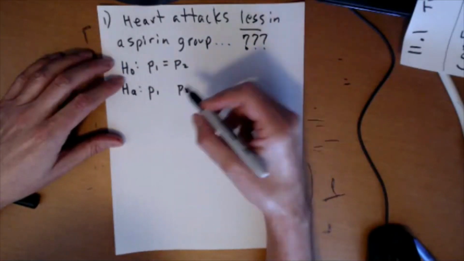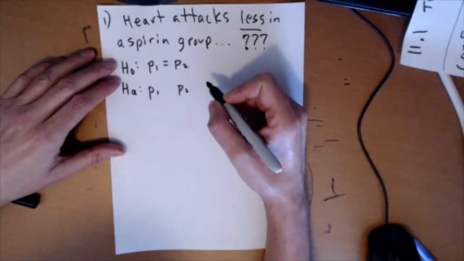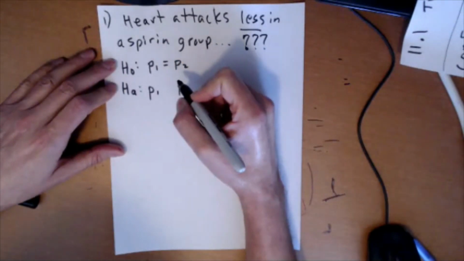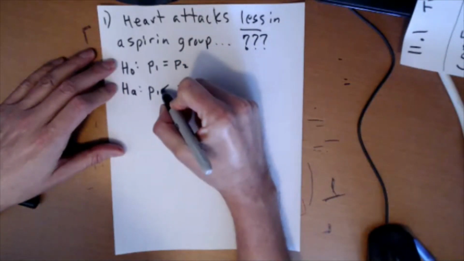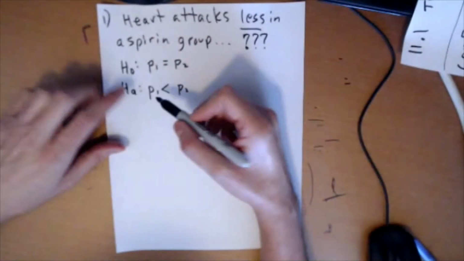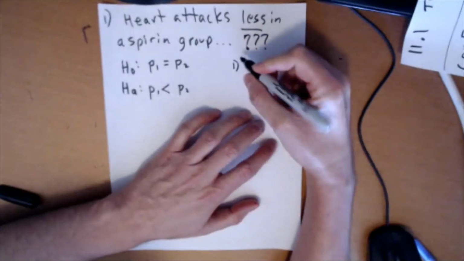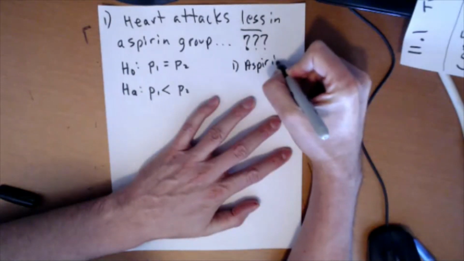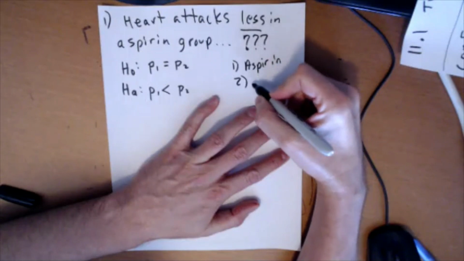So just be careful when you're setting things up. This one was pretty nice. The first thing they mentioned was group 1. So you can switch and call whichever one you want, group 1 or group 2, but just be careful. So we're wondering if, group 1, and in this thing we set up, group 1 is the aspirin. Group 2, placebo.